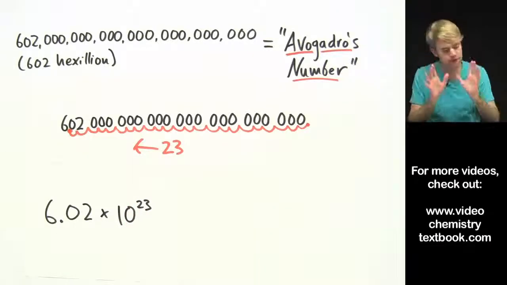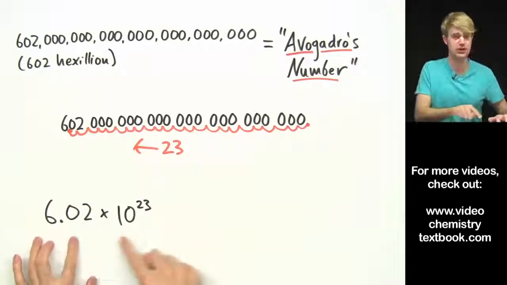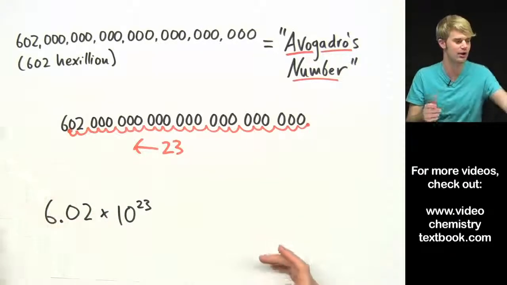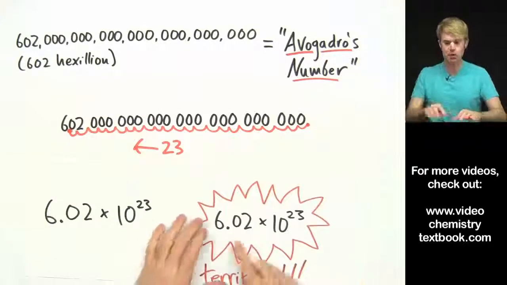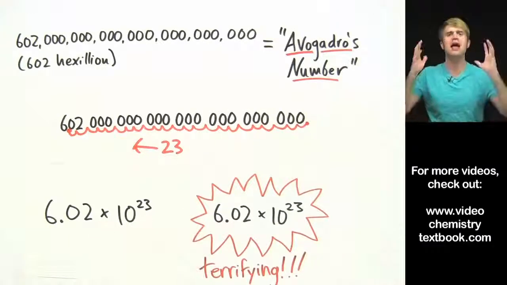Now, this is a convenient way to write this gigantic number in scientific notation, but it's also a terrible way to write it, because this number, 6.02 times 10 to the 23rd, it looks terrifying, right?